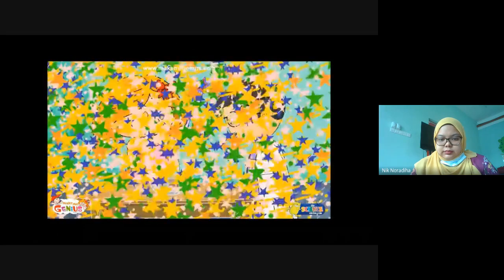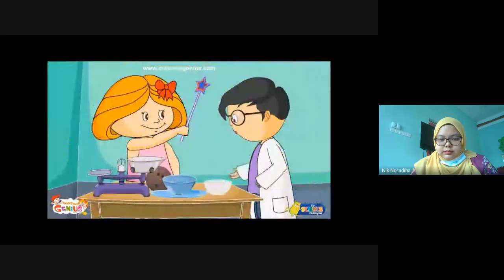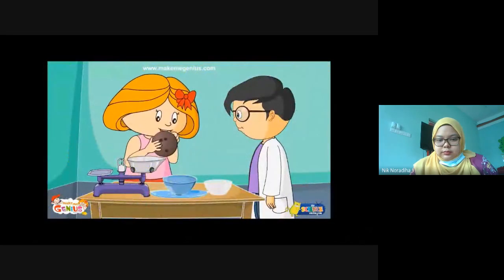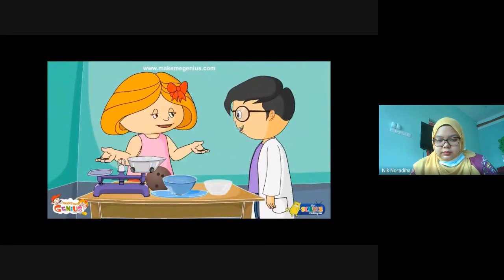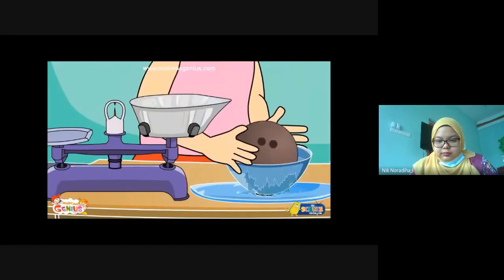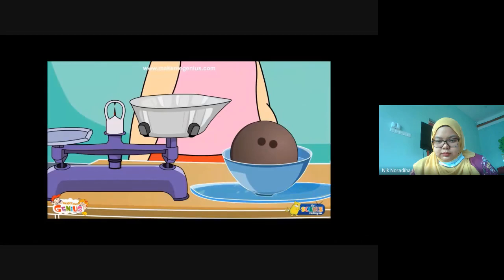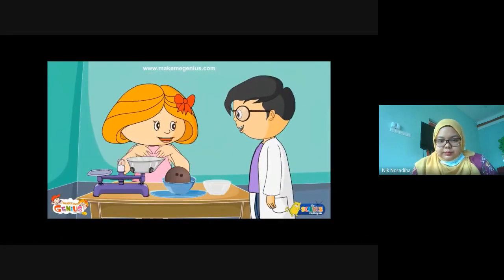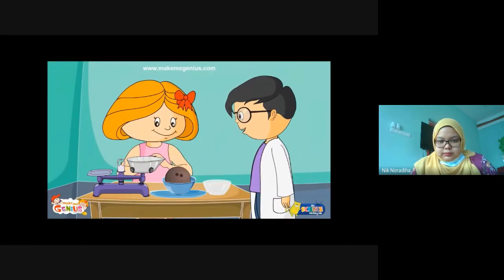This is a bowling ball. See carefully what happens when I put this ball in the bowl of water. Look, some water has spilled into the bigger bowl. Yes, we can see that the ball has displaced water.